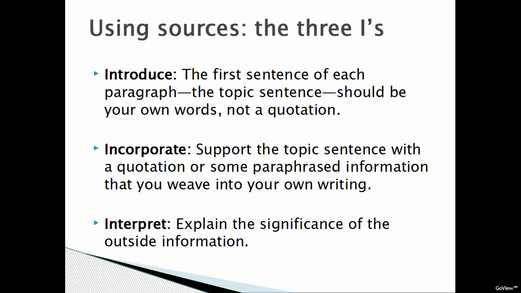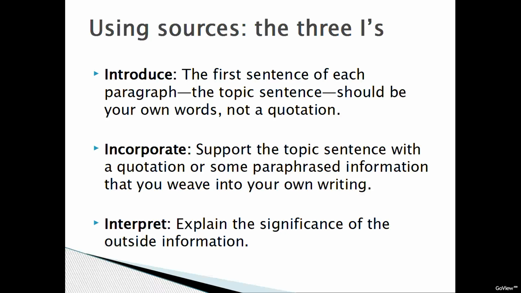The second of the 3 I's is to incorporate. You want to support that topic sentence with a quotation or some paraphrased information that you weave into your own writing. This could be a paraphrase, a quotation, a statistic, a summary, but the key is that you're using this information from outside sources to support your topic sentence. So you're not just padding your paper with information from outside sources. You're not just pasting big chunks from outside sources. You are being very selective with your information and just choosing the best information that supports your topic sentence.